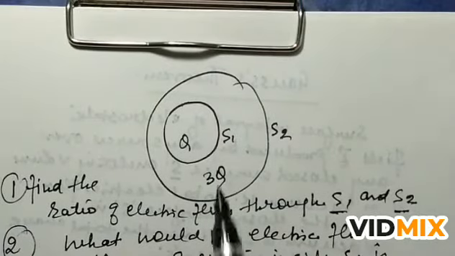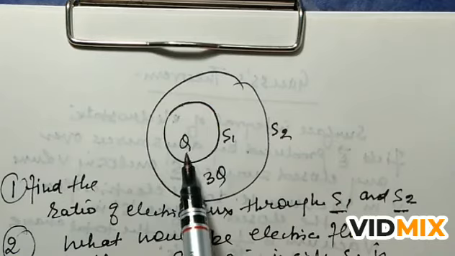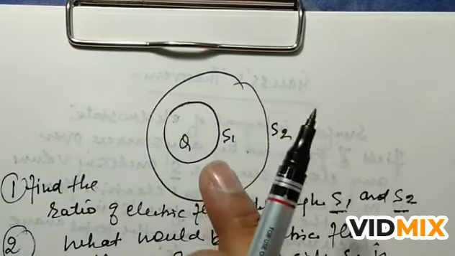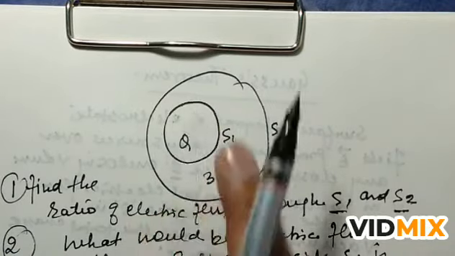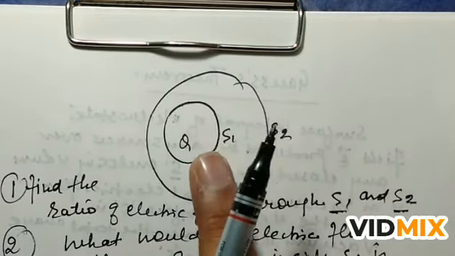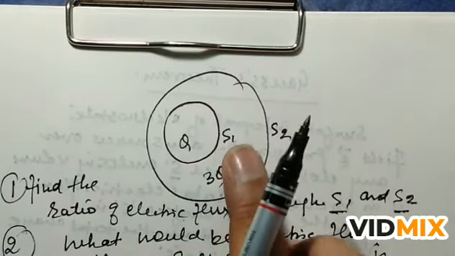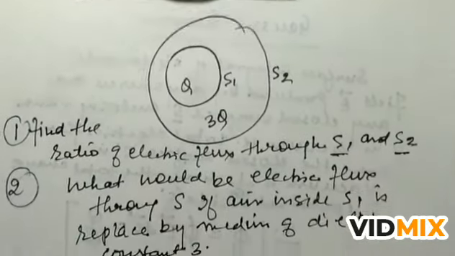So the question is, there are two surfaces S1 and S2. Inside the surface S1 there is a charge Q. Inside the surface S2 the charge is 3Q, and they are hollow concentric spheres, meaning the center of the two spheres is the same. The diagram is not very clear, but you assume that the spheres are concentric, and the charge inside S1 is Q and the charge inside S2 is 3Q.